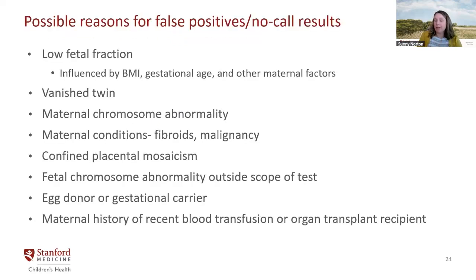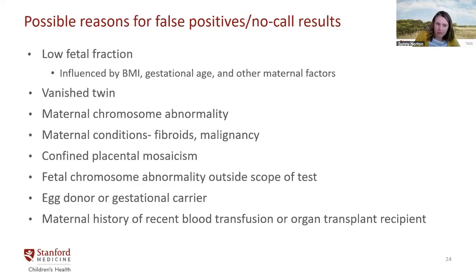So we do get false positives, and we can get no call or failed results frequently, and those can be challenging from a counseling perspective. So some causes for that. A low fetal fraction can lead to a failed result, and this can be influenced by a patient's BMI, early gestational age, and other maternal factors. Vanished twin can lead to false positive results or failed results. A maternal chromosome abnormality, if a woman herself has a chromosome anomaly that might not be identified, can complicate the results. Maternal conditions, including fibroids and maternal malignancy, have been associated with atypical results.